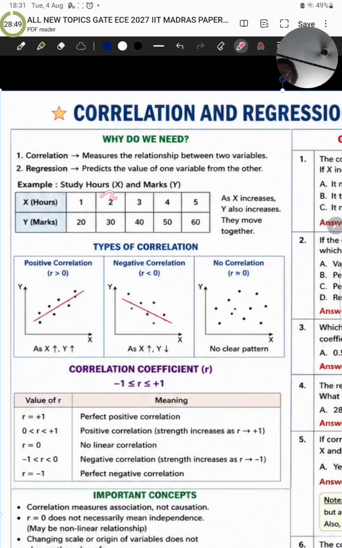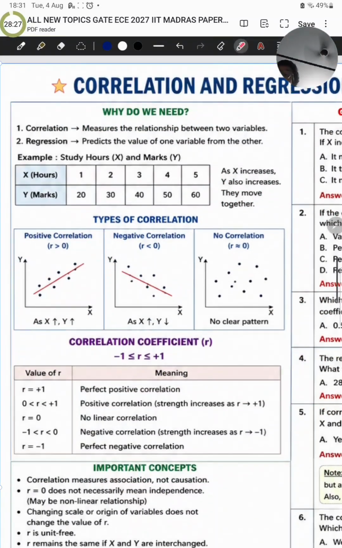So x is the study hour given: 1, 2, 3, 4, 5 hours, and here the marks are given: 20, 30, 30, 40, 50, 60. As x increases, y also increases, so they move together.